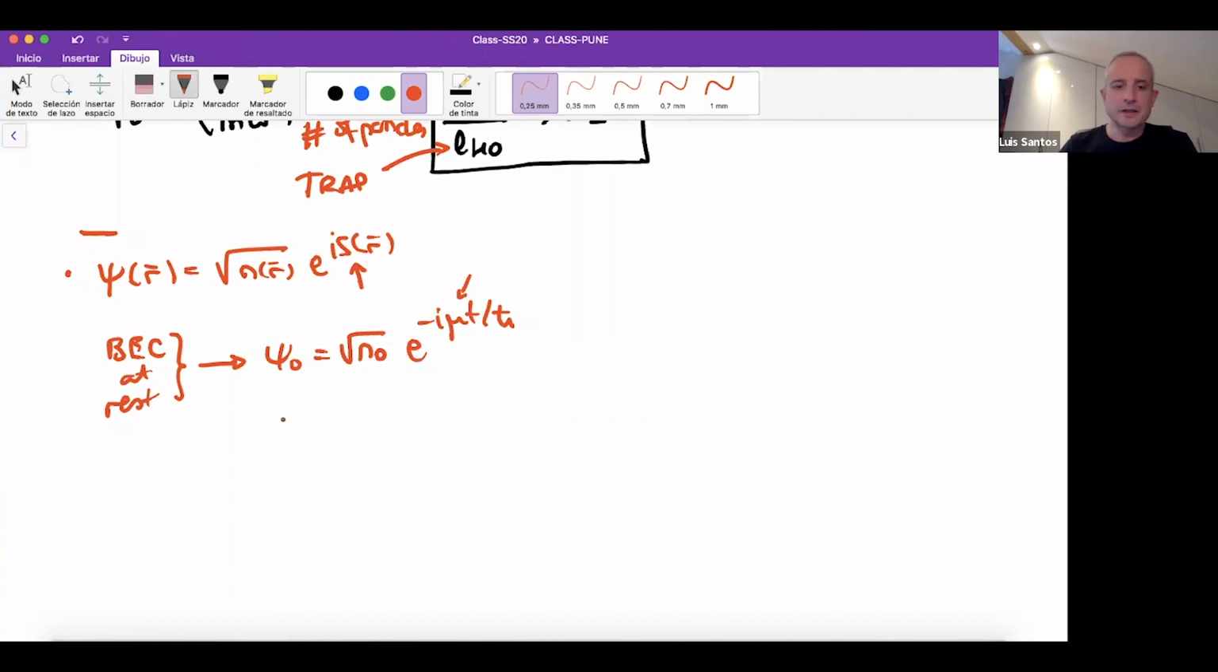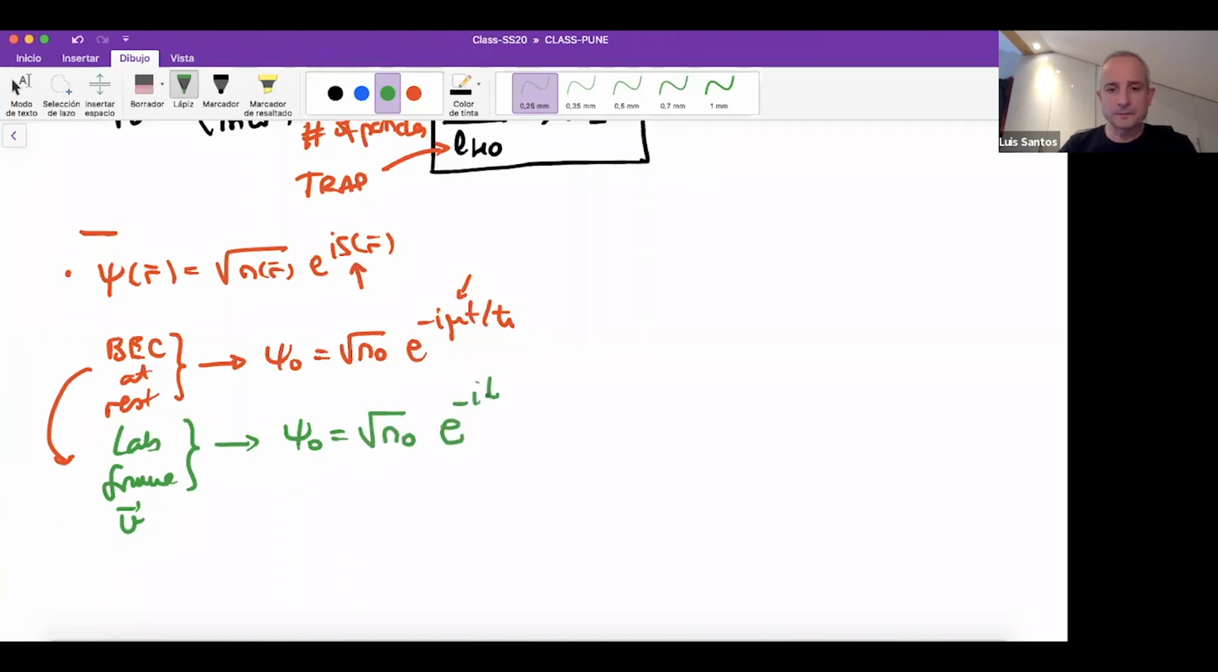Yes. Now we will pass to a lab frame in which there is a fluid motion with velocity v. So then I can do the Galilean transformation here, and then I will get something like this. Instead of having here the chemical potential, I will have the chemical potential plus the mass of the fluid times v squared divided by 2. Yes.